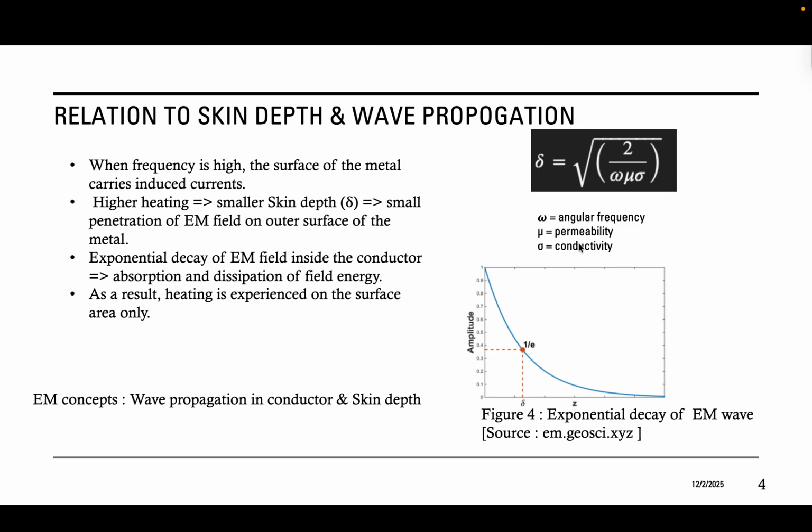This is the figure. I'm going to talk about how it's related to skin depth. As we can see, the frequency is very high on the surface of the metal, and due to the higher heating there will be less skin depth and a small penetration of the electromagnetic field at the outer surface of the metal. But as you go inside the metal, the function decays exponentially, 1/e. As a result, heating is experienced on the surface area only, not inside. And this is the formula for the skin depth: delta equals the square root of 2 over omega mu sigma.